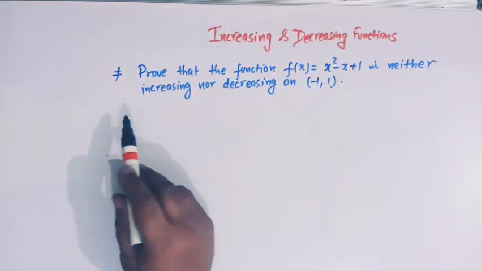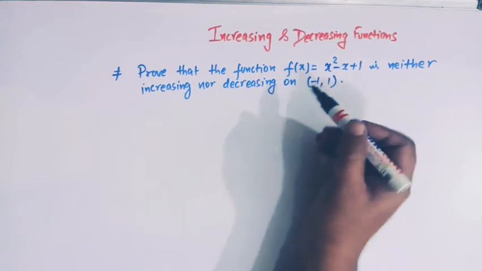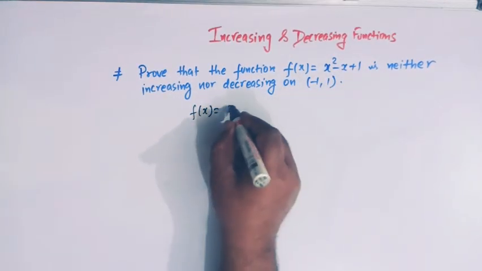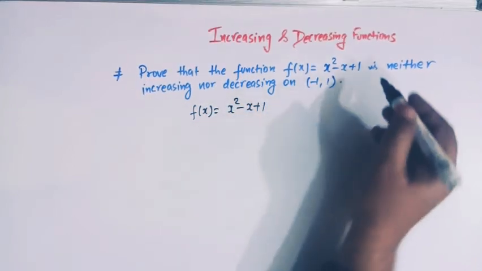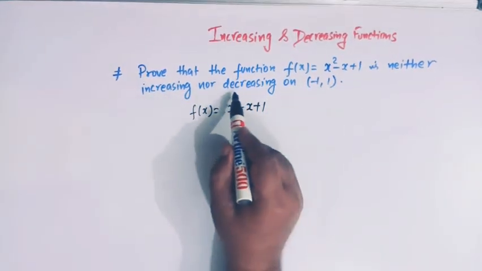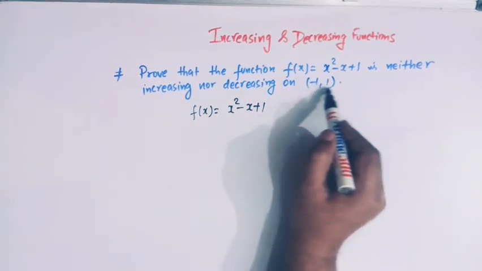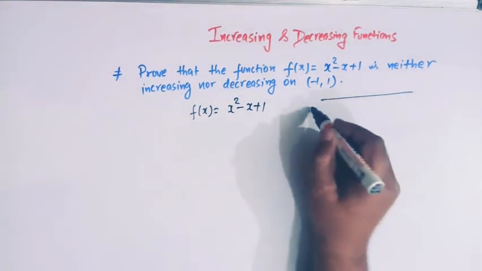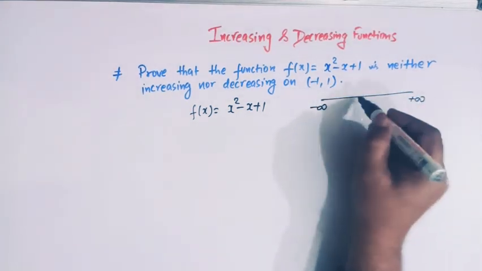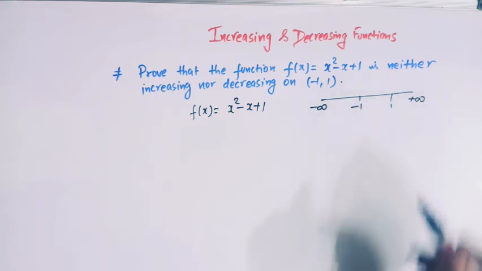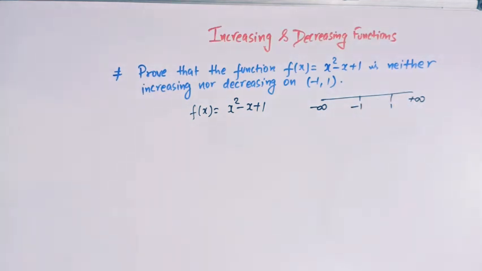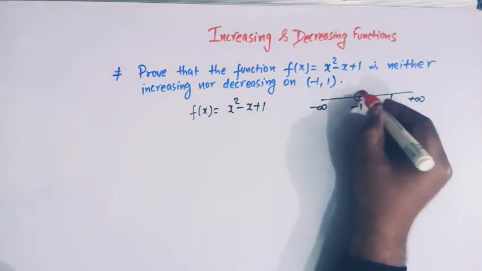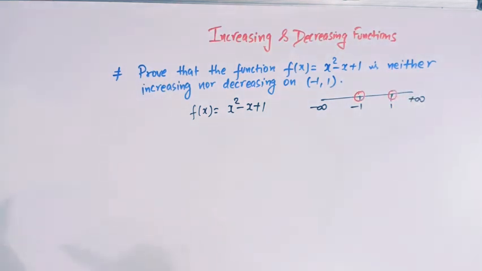Now let us take this problem. Here we have to prove that the function f of x, that is a quadratic function, x square minus x plus 1, is neither increasing nor decreasing on this interval, that is the open interval from minus 1 to 1. So here the interval is given as minus 1 to 1, and minus 1 and 1 are excluded, so we can write here an open circle, right?